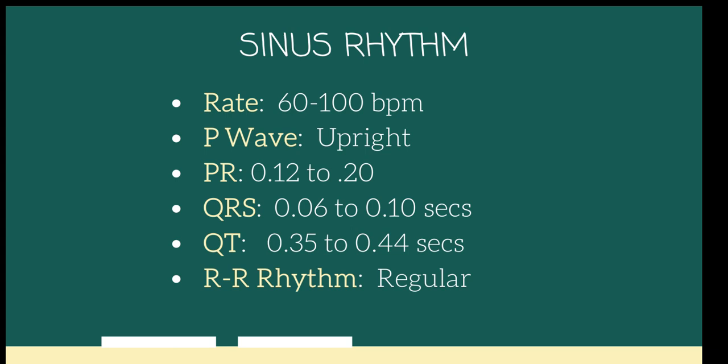All right, so the first rhythm that we're going to go over is normal sinus rhythm or sinus rhythm. The rate is usually 60 to 100 beats per minute. The P wave is upright. You've got to make sure that it's upright because if it's inverted or upside down, that means that it's a different kind of rhythm. So you've got to pay attention to that P wave. The PR interval is 0.12 to 0.20. The QRS is 0.06 to 0.10 seconds. The QT is 0.35 to 0.44 seconds, and the R to R, which is the rhythm, is regular.